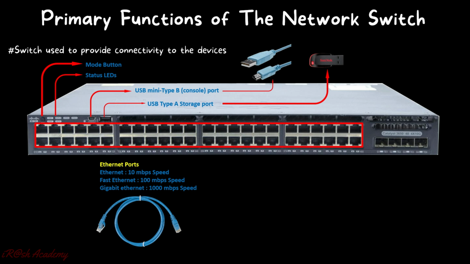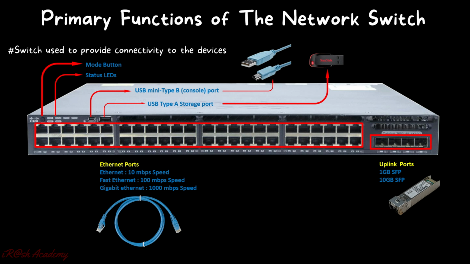Then we have a lot of Ethernet ports to connect the network devices. Depending on the number of Ethernet ports, switches are available in 4 port, 8 port, 16 port, 24 port and 48 port. These Ethernet ports are available in 3 different categories. If the interface has 10 Mbps speed, then we call it Ethernet. If it has 100 Mbps speed, then we call it Fast Ethernet. If it is 1000 Mbps or 1 Gbps speed, then we call it Gigabit Ethernet. We use the Ethernet cable to make the connectivity between the network device and the network switch using these interfaces.